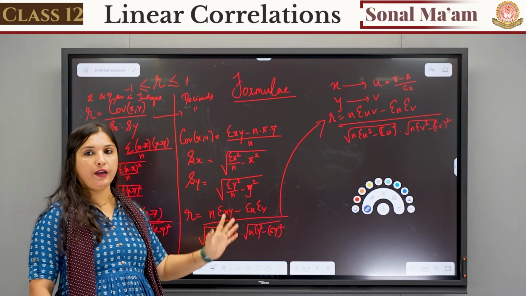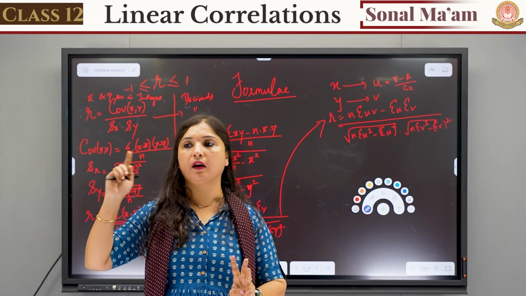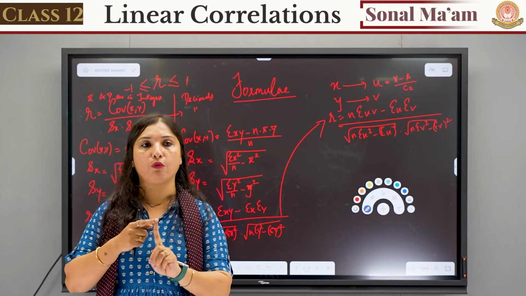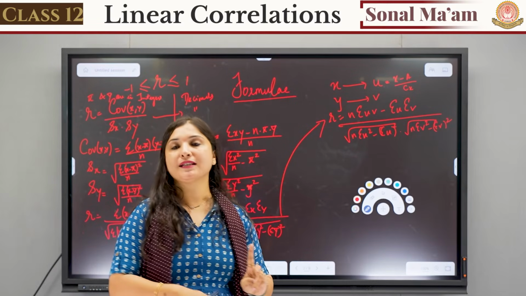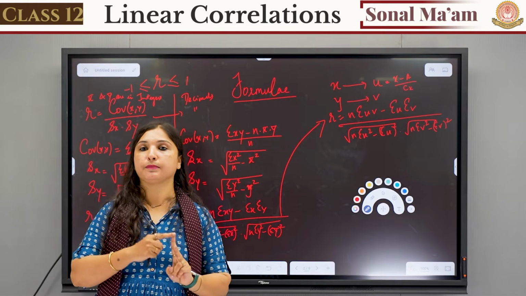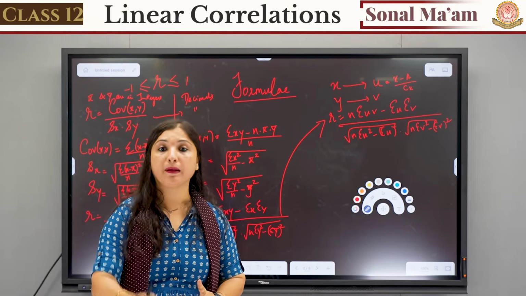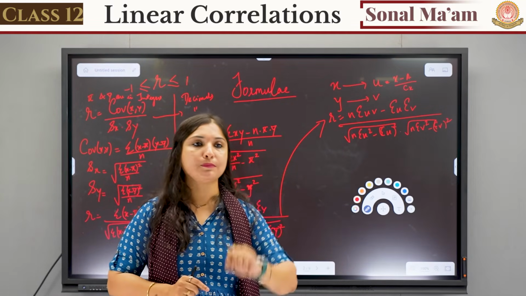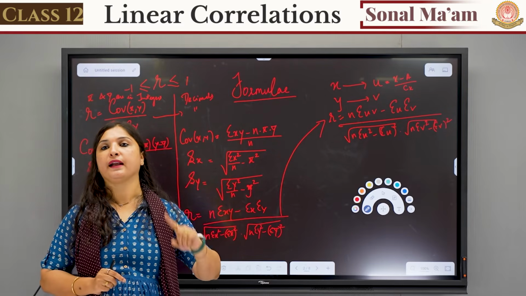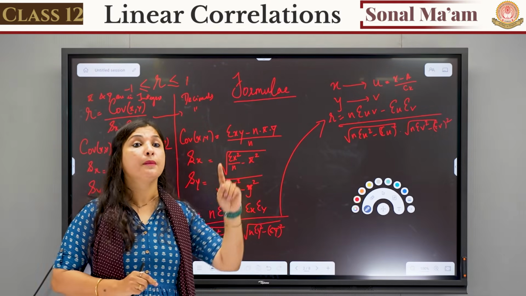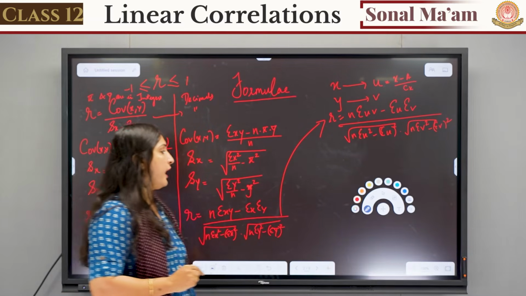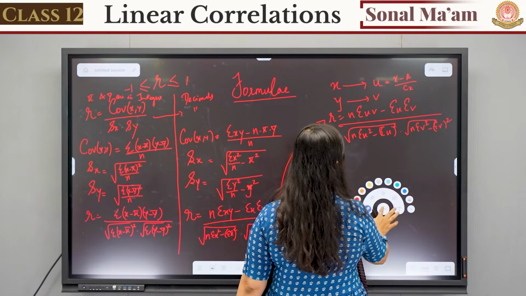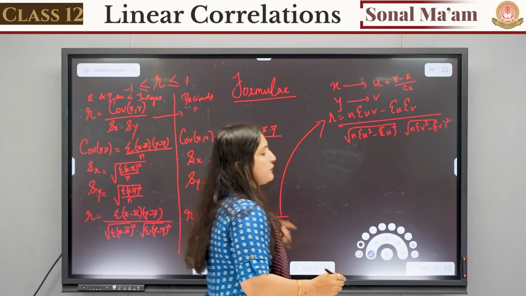Okay, so this is already known. We have three formulas we have already learned. We learned a formula when x bar and y bar are integers. Then we have a formula when x bar and y bar are in decimals, but the observation value is small. And we learned a formula when x bar and y bar are in decimals, but the observation value is large. Now we have two more formulas. We cannot say two more formulas. It is just the continuation of this formula only.